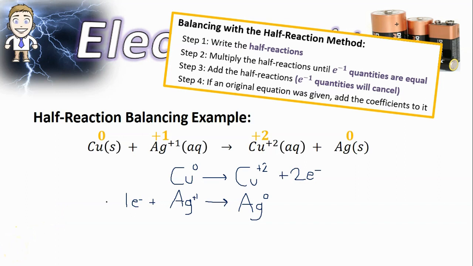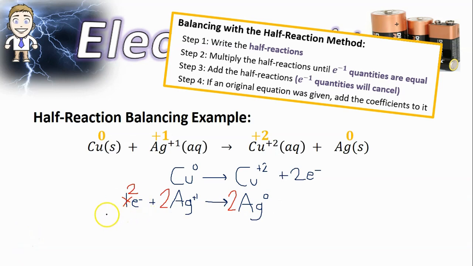And step 2 is how we fix it. Multiply the half reactions until the electron quantities are equal. I can make the electron quantities equal by multiplying my silver reaction by 2. Since I'm multiplying everything by 2, it's no longer 1 electron, now it's 2 electrons. That was the purpose, but it's also 2 Ag plus 1s and 2 Ags.